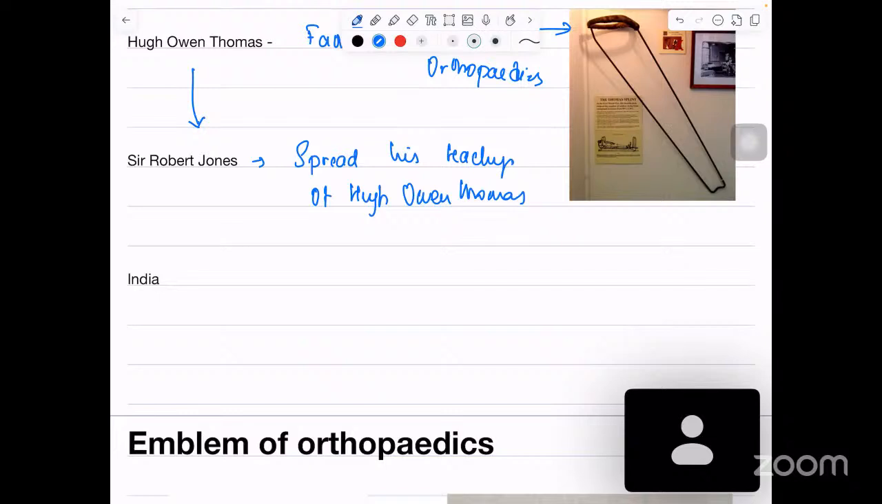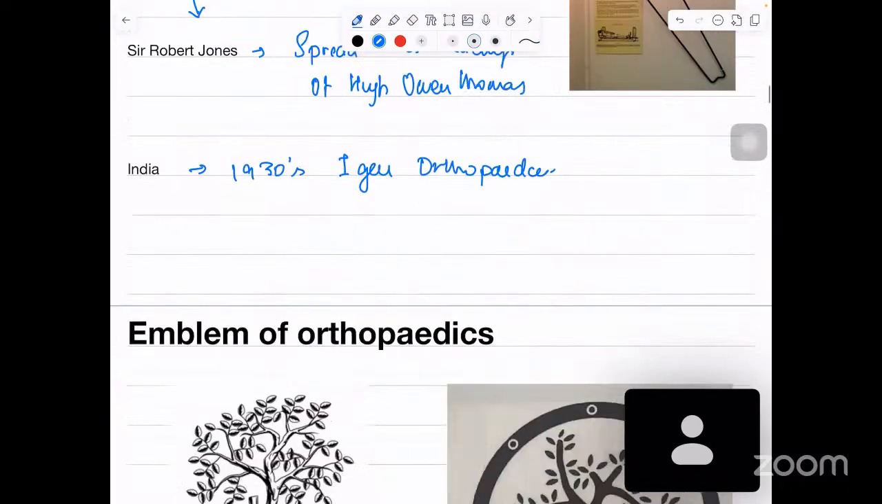After this, in the 1930s, the first generation of orthopedics were born. Dr. Sen, Dr. Narasimhan. Okay, so these are the people. Many of these people, like Dr. Ayyadurai, are from Tamil Nadu, from our own Tamil Nadu, and they grew the branches. These people developed orthopedics in our country.